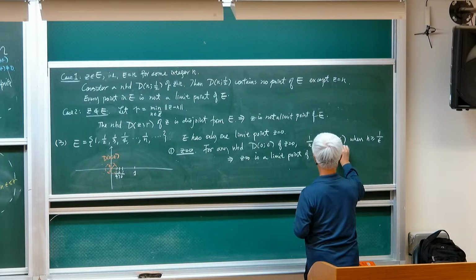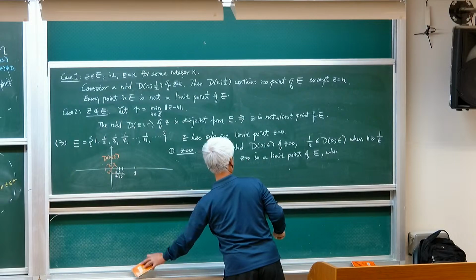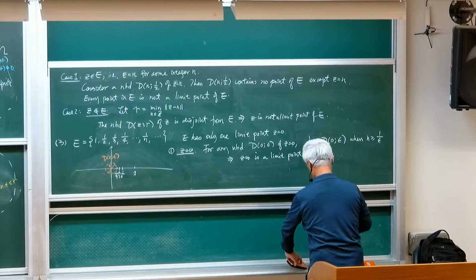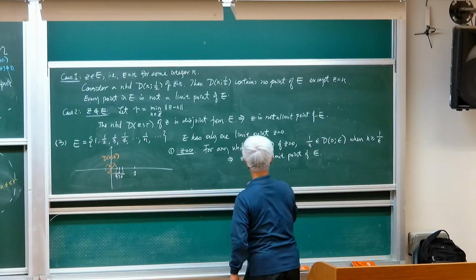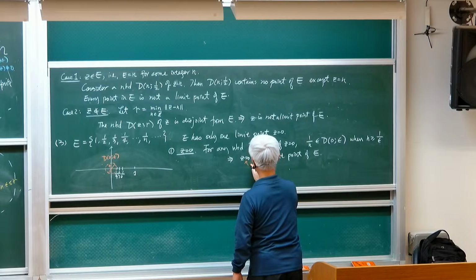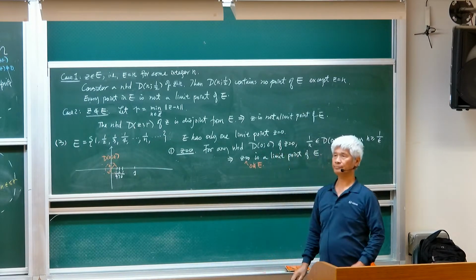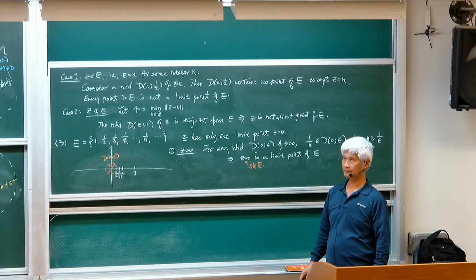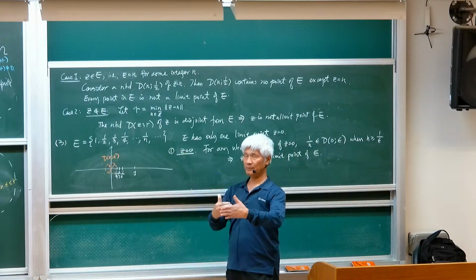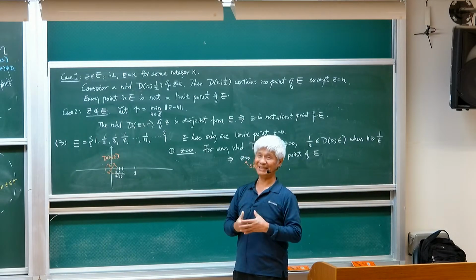So you know that z is not in E. So a set may have a limit point outside of the set.